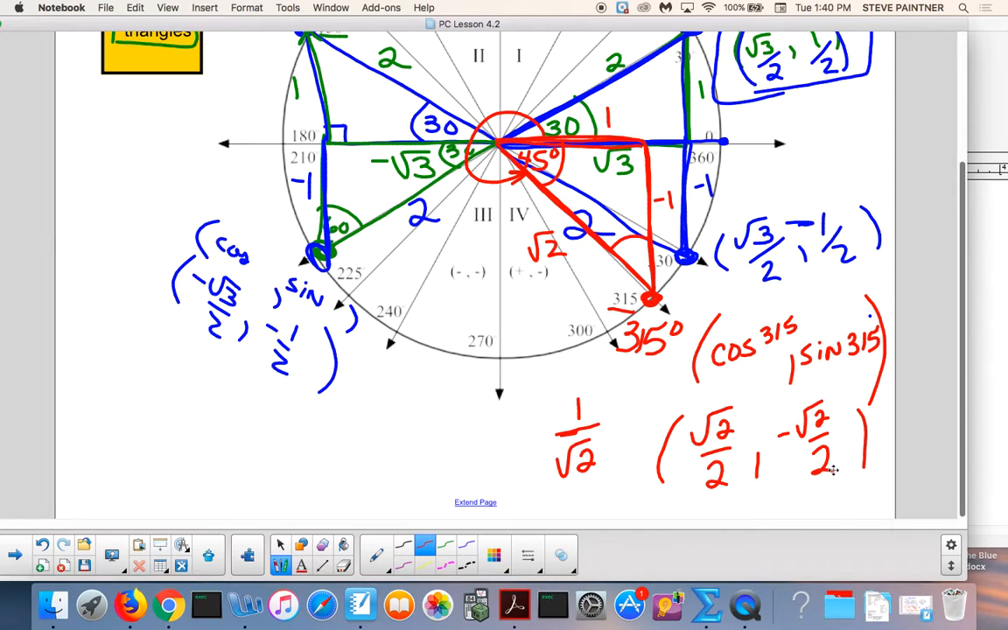Same thing, isn't it? Use your special triangles and things get easy. The unit circle, are you listening? Because sometimes I know you're tuning out.